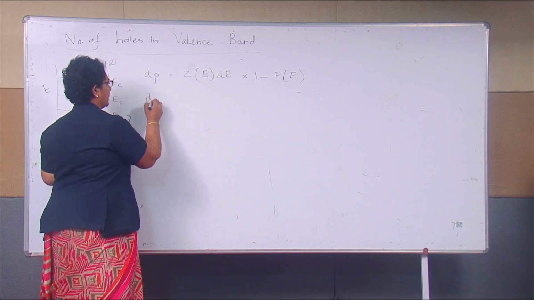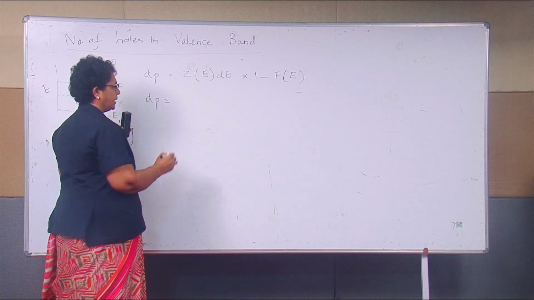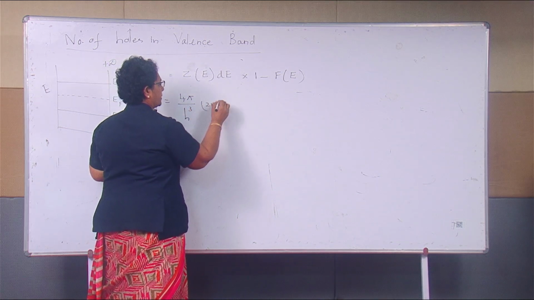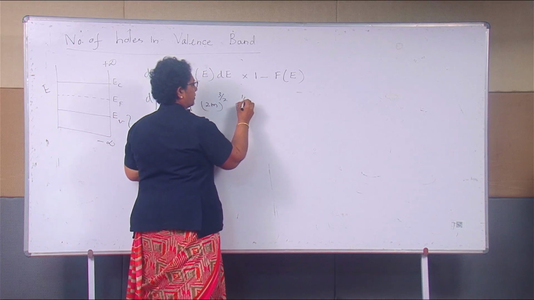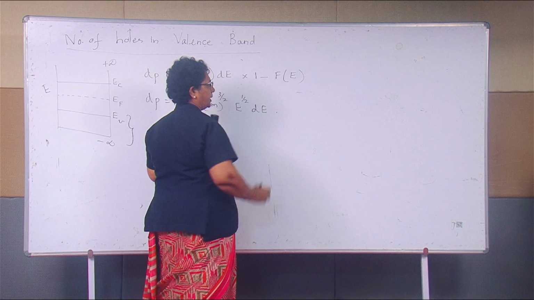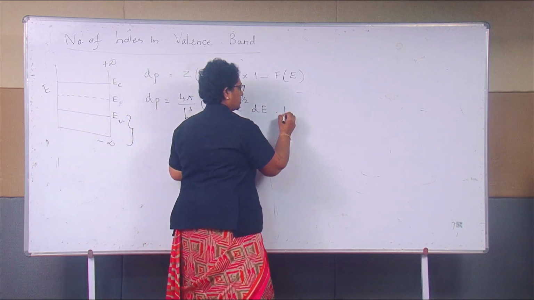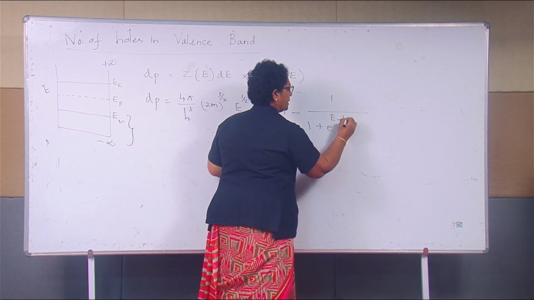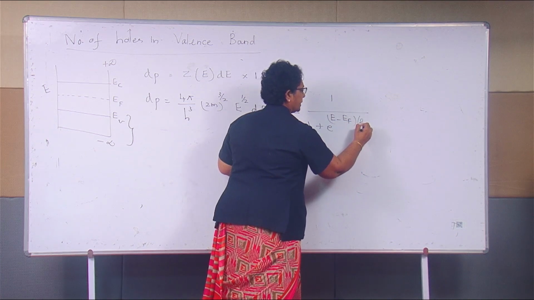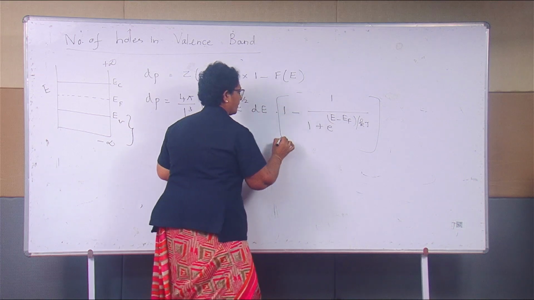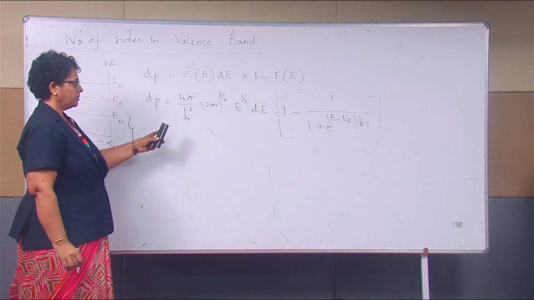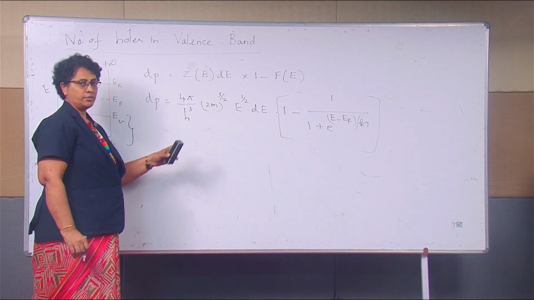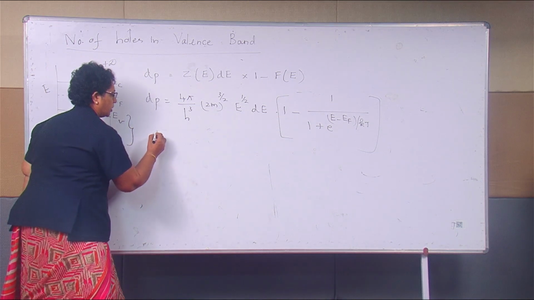Now writing the expression for that, Z of E dE: 4 pi by h cube, (2m) to the power 3 by 2, E to the power of half dE, into 1 minus F of E. So 1 minus 1 by (1 plus e to the power of (E minus EF) by kT). Similarly, whatever we have done for the electrons in the conduction band, the same simplifications we'll be seeing for the holes in the valence band. So what are the simplifications?